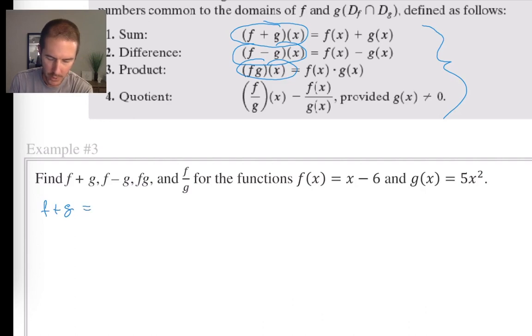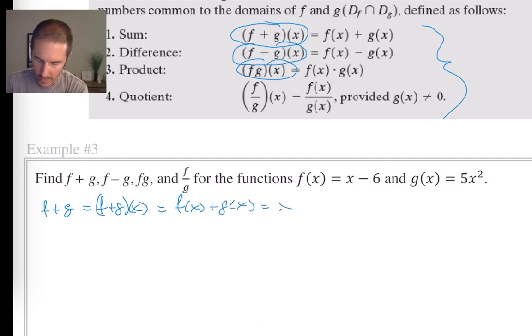f plus g could also be written as f plus g of x. And all that means is we're going to take the f of x function, then add it to the g of x function, and that is x minus 6 plus 5x squared.